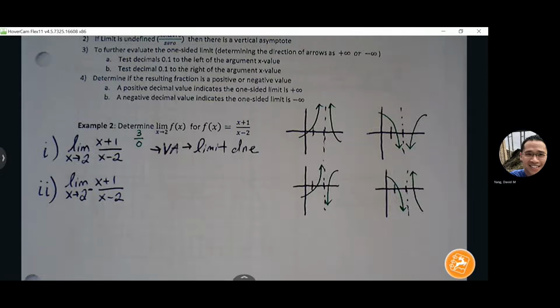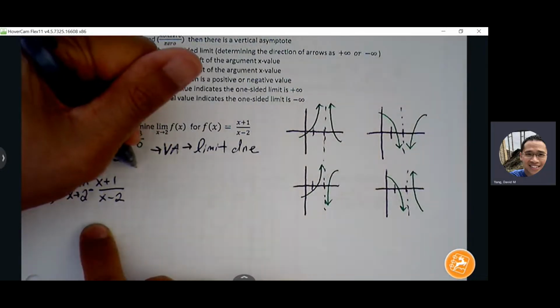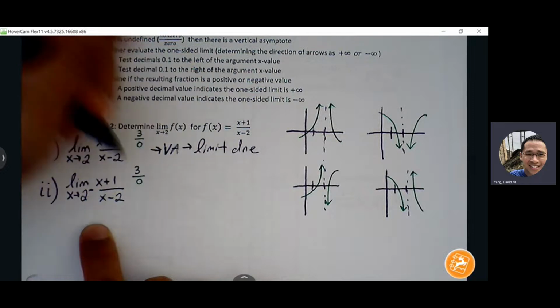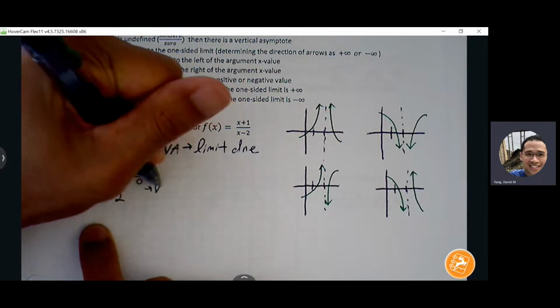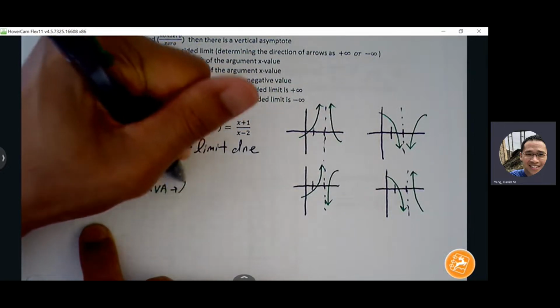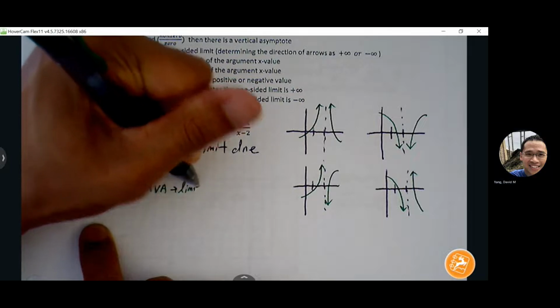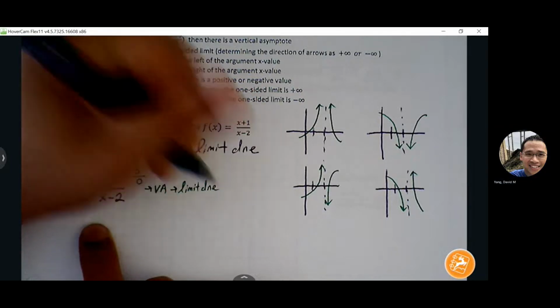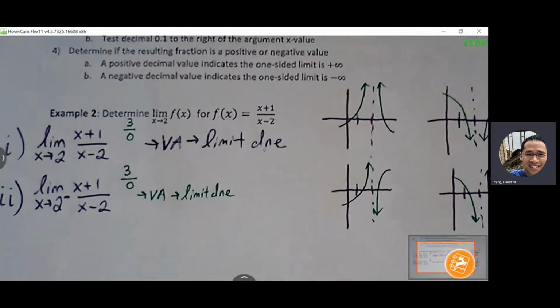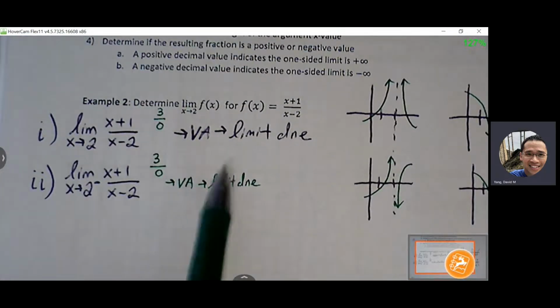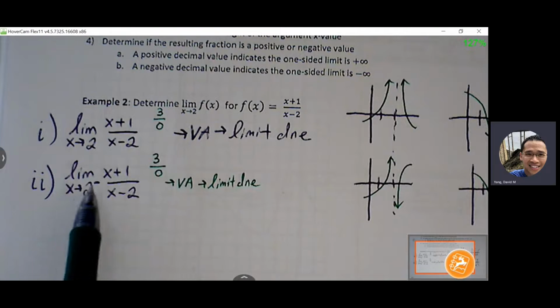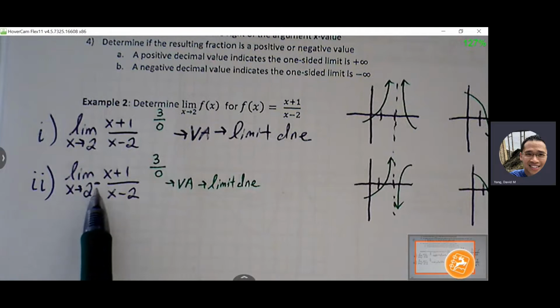Okay. First thing, plug in 2. Okay, so we're plugging in 2, and again, we get 3 over 0. Okay, we know there's a vertical asymptote. We know the limit doesn't exist. But now what's different about part 2 is that, oh, this is not asking for the full limit anymore. This is only asking about the one-sided limit from the left side of 2.